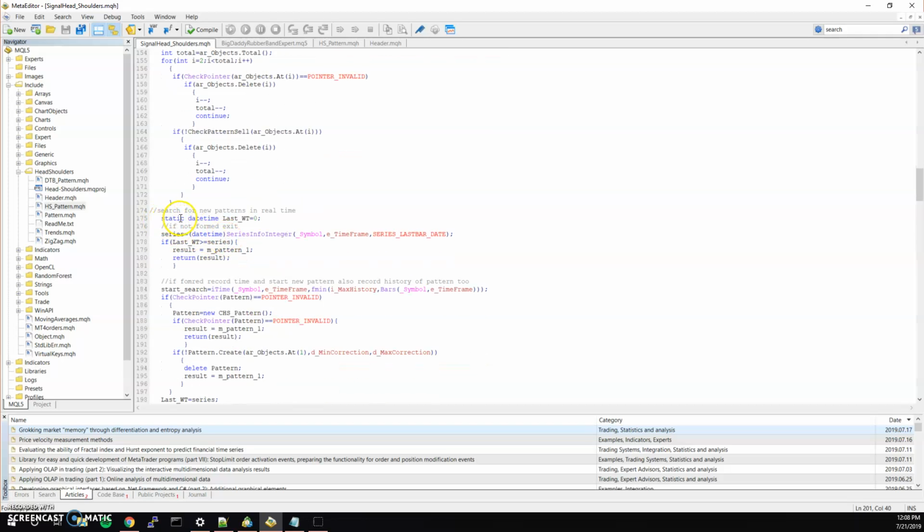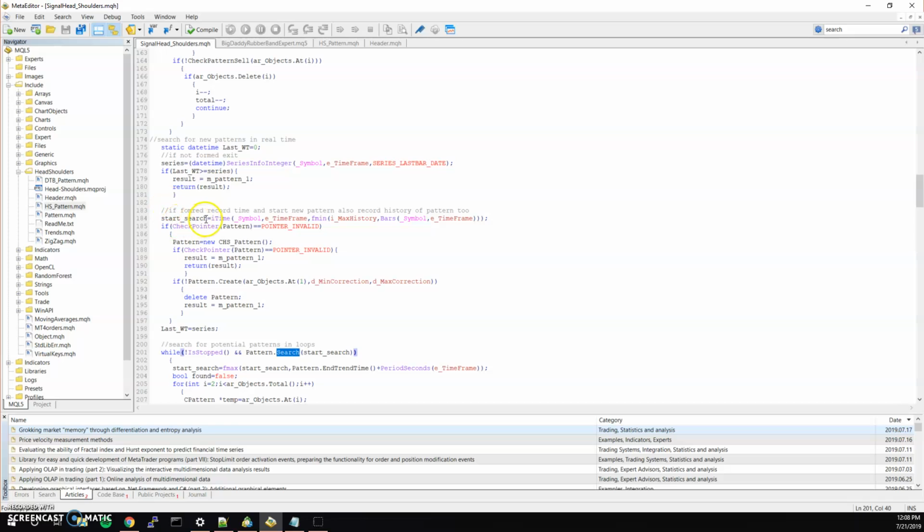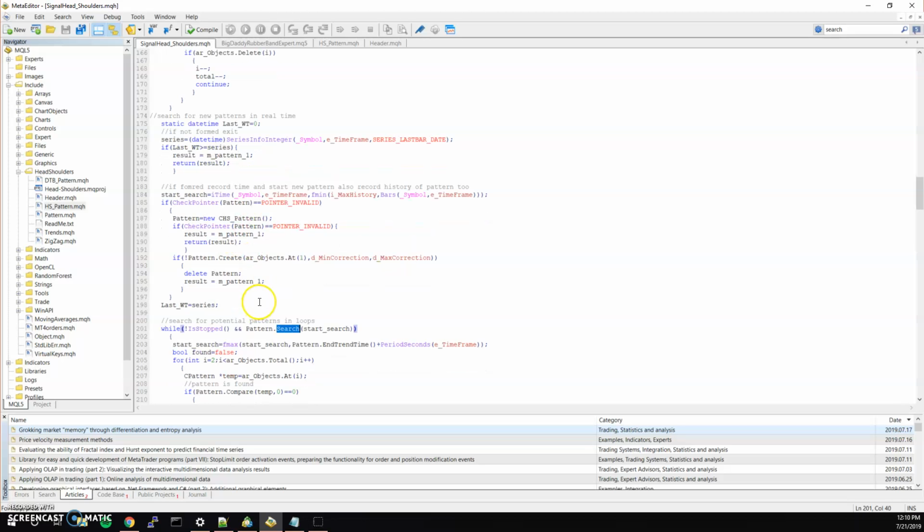Okay, then we search for new patterns in real time. We check to see if there's any patterns. If there's no patterns formed, we return. We then start our search. We also come here and we record the time and start a new pattern if we found there's enough time for there to be a pattern.